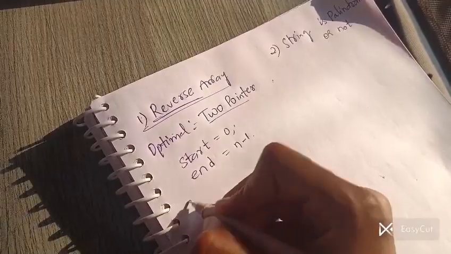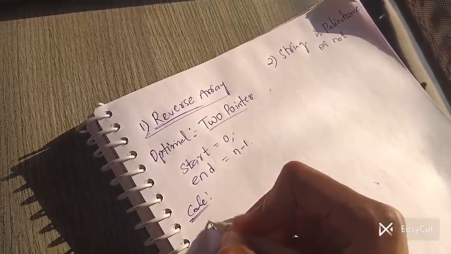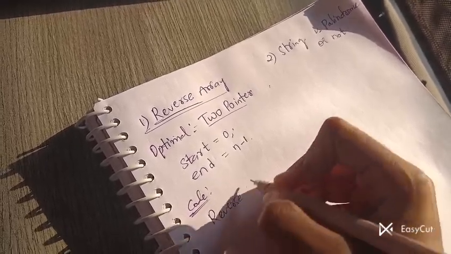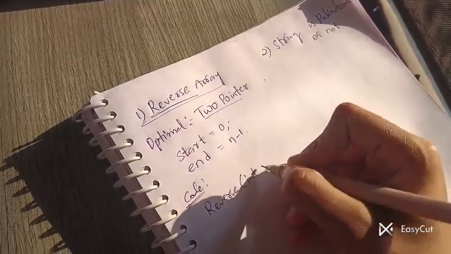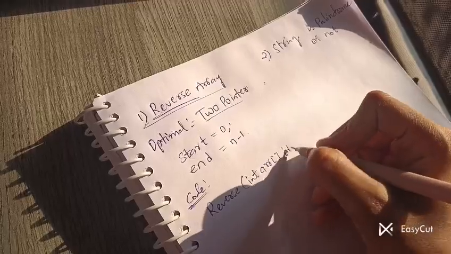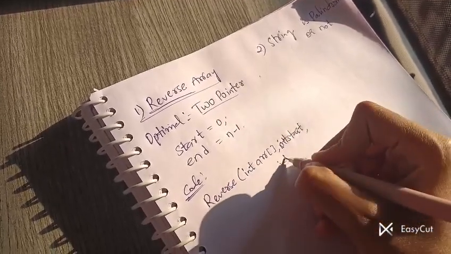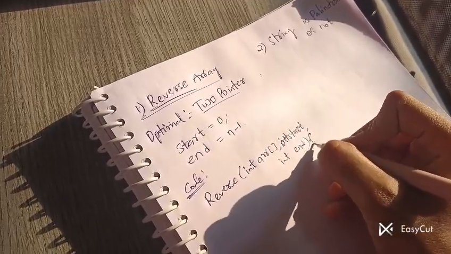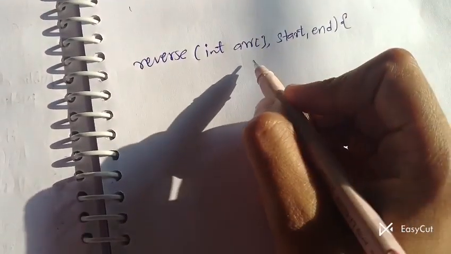So let's write the pseudo code here. Let's define the function reverse. In this we are going to pass the parameters: array, int start, and int end. These are the three parameters which we are going to pass. This is the reverse function, and in this we have taken the three values, that is array, start and end.